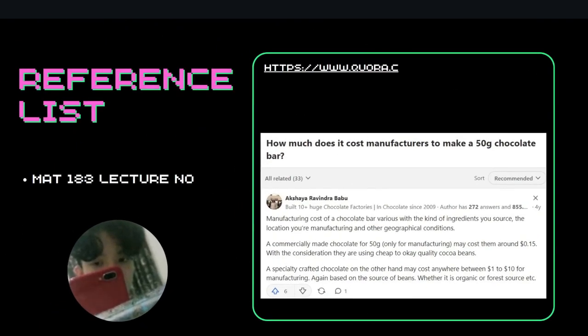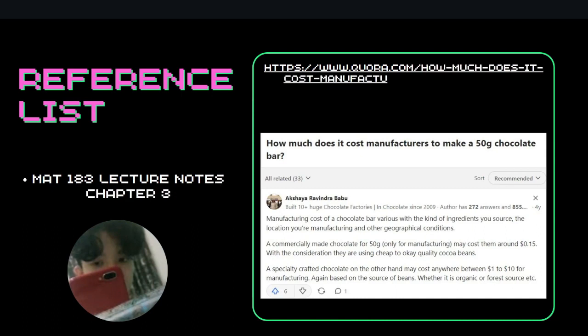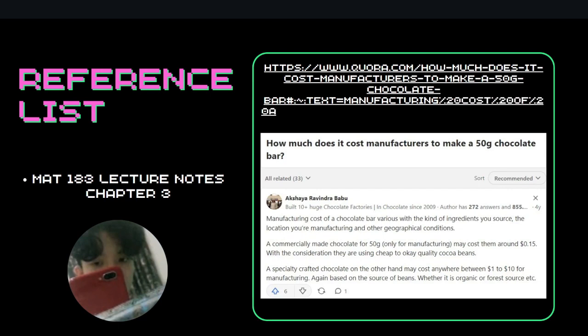So now we go to the last point of this presentation, which is the reference list. As we can see, we have several sources, from Google, the website of the factory itself, and Facebook.